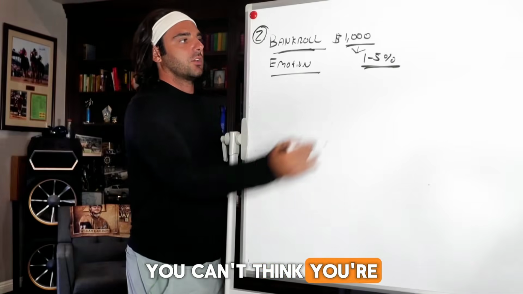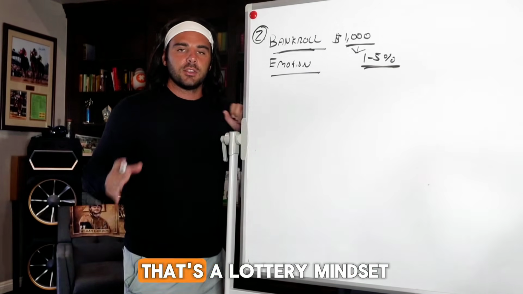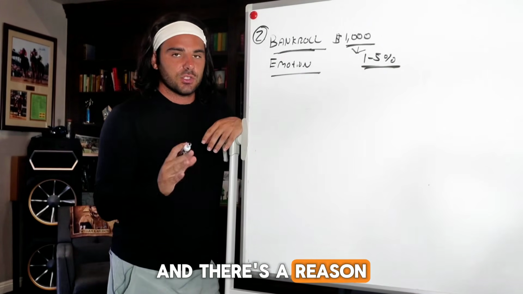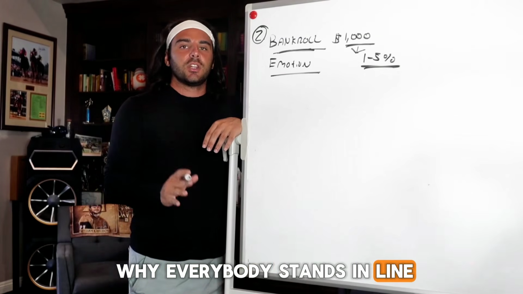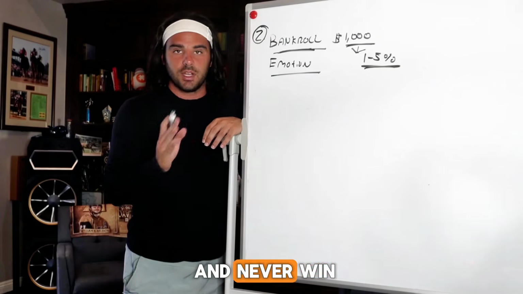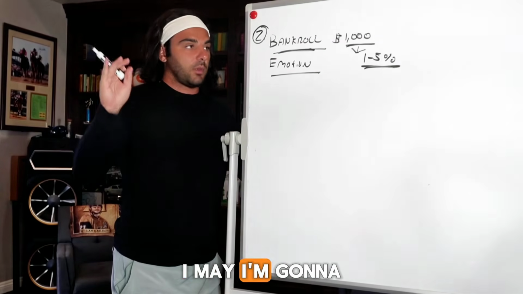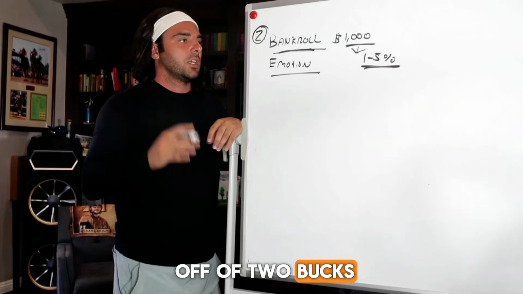You can't think you're going to take $1,000 and make $1 million. It's not going to happen. That's a lottery mindset. And there's a reason why thousands of people stand in line to put in their $2 tickets to win the lottery and never win. Because they see the big flashing lights of, oh, I'm going to win $1 billion off of $2. It's never going to happen.